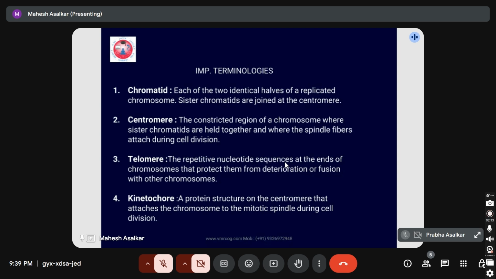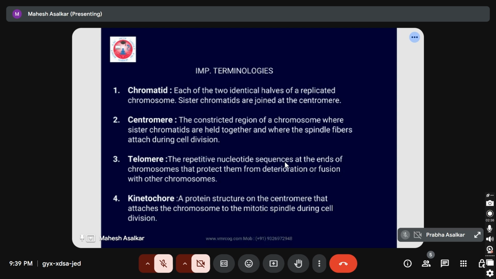Okay, so coming to the telomere, the repetitive nucleotide sequences at the ends of the chromosome that protect them from deterioration or fusion with other chromosomes. So that is what is the function of the telomere. Okay, so that is also SBA. What is the function of the telomere? So it protects them from deterioration or fusion with other chromosomes.